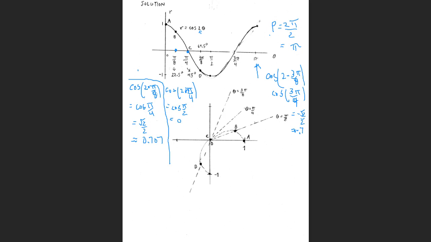So now what we're going to do is look at the first point here, point A. So when theta equals 0, the radius is 1. Look on the graph, the polar graph. When theta equals 0, the radius is 1. So A has polar coordinates 1, 0.